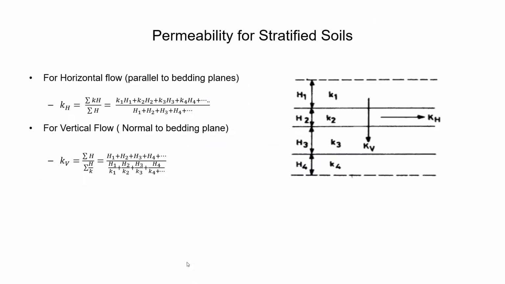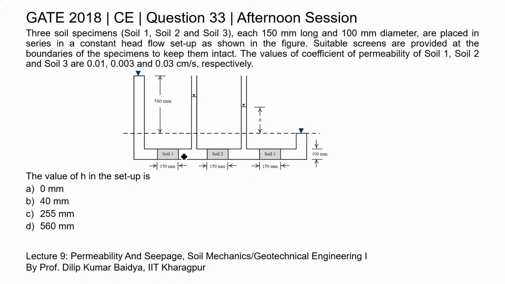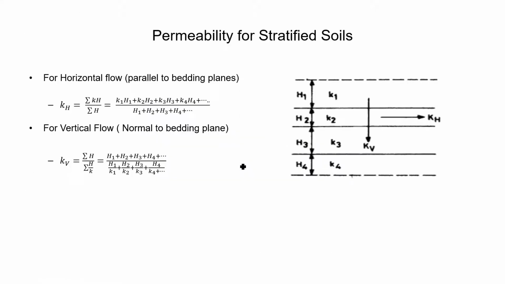In stratified soils there are two conditions: if the flow is horizontal, that is parallel to the bedding planes, and the second condition, if the flow is vertical, that is normal to the bedding plane. In this question you may see the flow is perpendicular to the bedding plane of the soil, so the condition is for vertical flow. So we can find the equivalent permeability Kv using this formula.